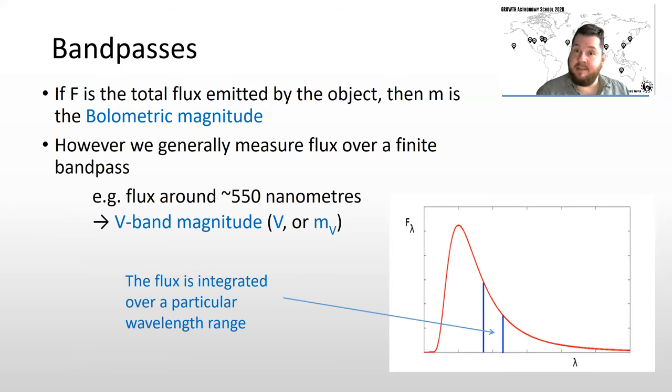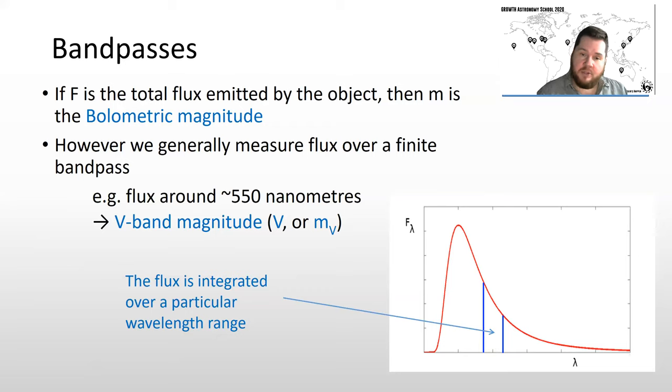Stars emit electromagnetic radiation across a huge range of wavelengths. So it's very, very hard to build a detector that can detect EM radiation at both radio wavelengths and also at optical wavelengths and X-ray wavelengths. If you look at X-ray telescopes, optical telescopes, and radio telescopes, they all look very different because they're observing EM radiation at very different wavelengths and energies. So it's very hard to actually measure the bolometric magnitude. It's impossible. So what we generally do is we measure flux over a finite bandpass.